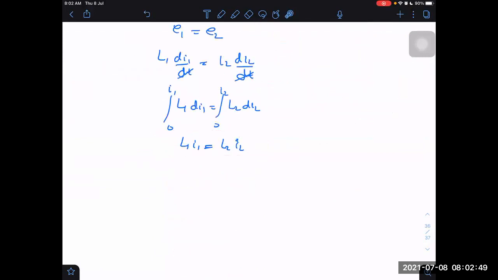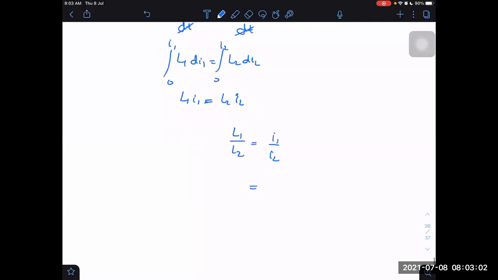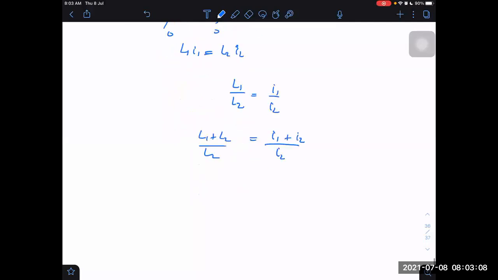This equation we have here, we can use this equation. If I know this one, then can I get the value of I1 and I2 in terms of total I? Yes, I think I can get it now. How? L1 by L2 is equal to I1 by I2. Add 1 to both sides.